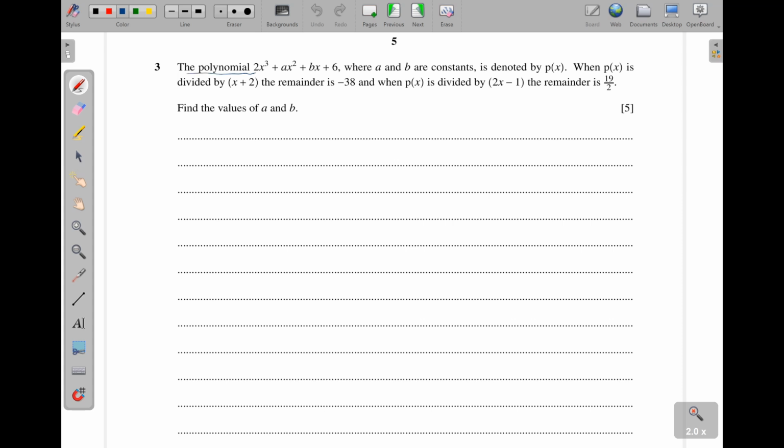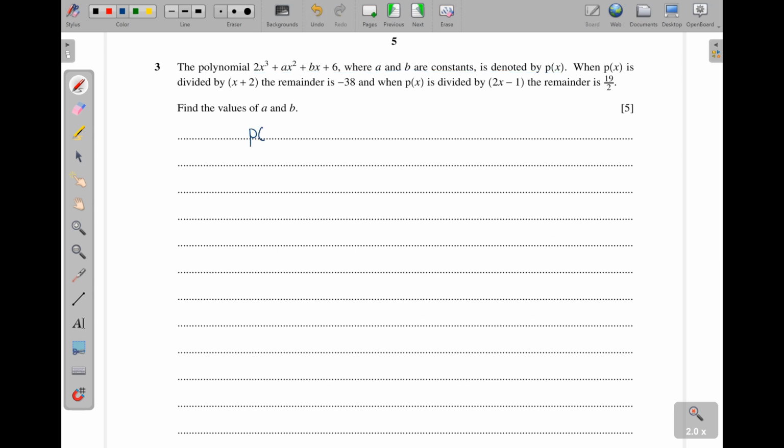Question 3. The polynomial 2x cubed plus ax squared plus bx plus 6, where a and b are constants, is denoted by p of x. When p of x is divided by x plus 2, the remainder is negative 38. And when p of x is divided by 2x minus 1, the remainder is 19 over 2. Find the values of a and b. Now here I'm going to use the factor remainder theorem.